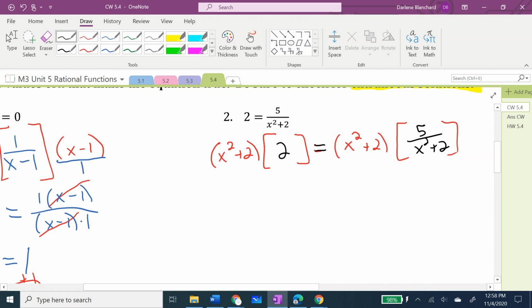On the left side, there is nothing going on with fractions. So you could go ahead and just distribute the multiplication of 2 over the addition of x squared plus 2. On the other side of the equation, I do have fractions going on. And I'll show you a few extra steps that you don't have to do if you see the cancellation.